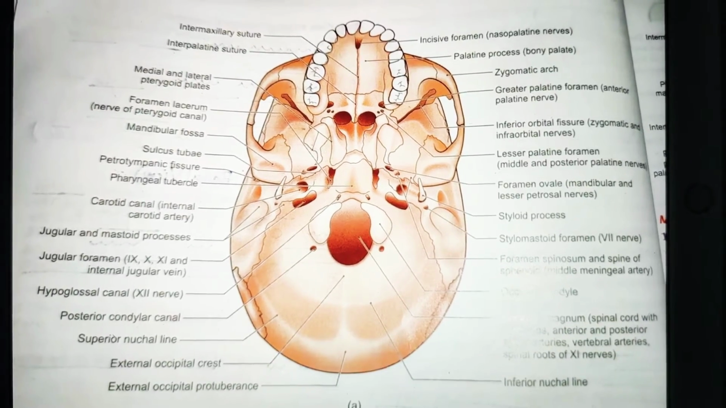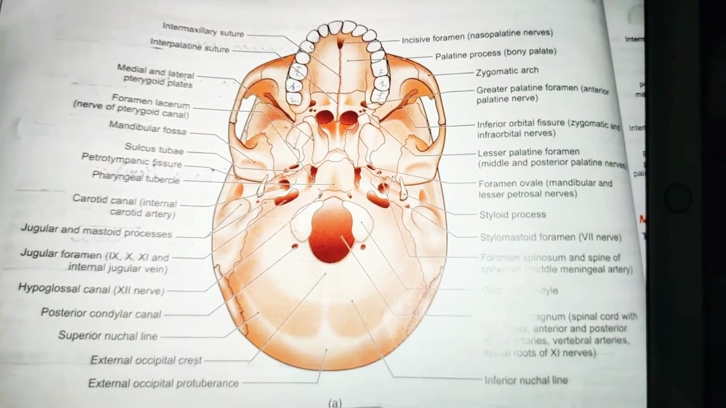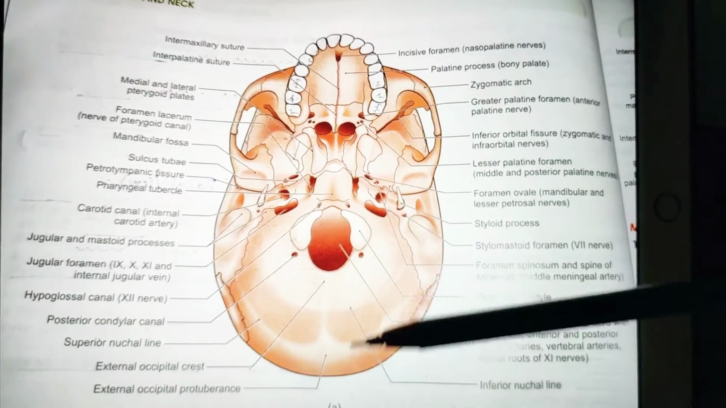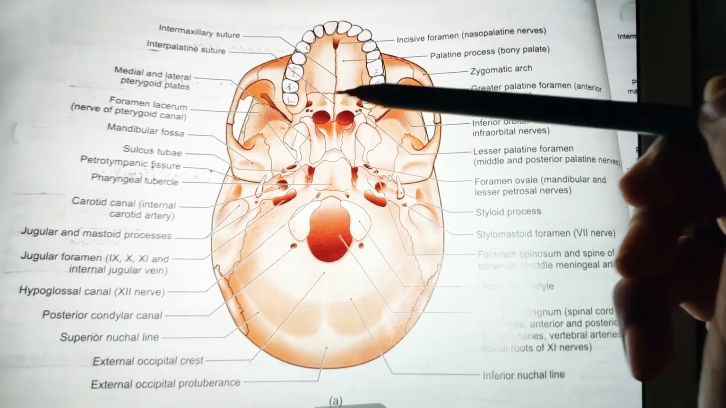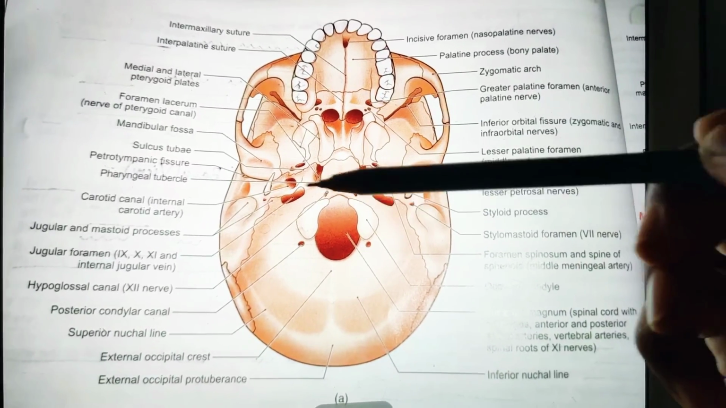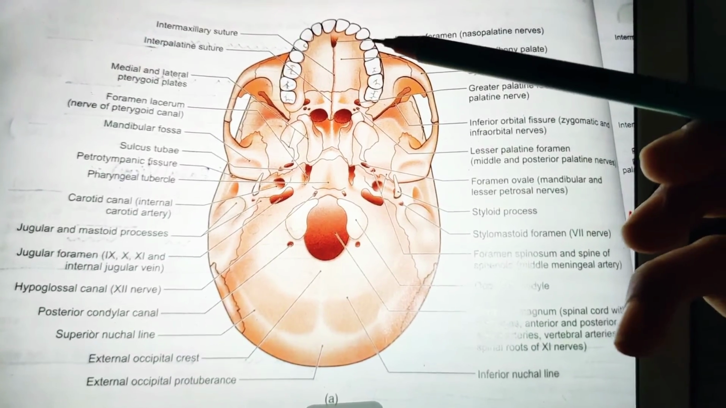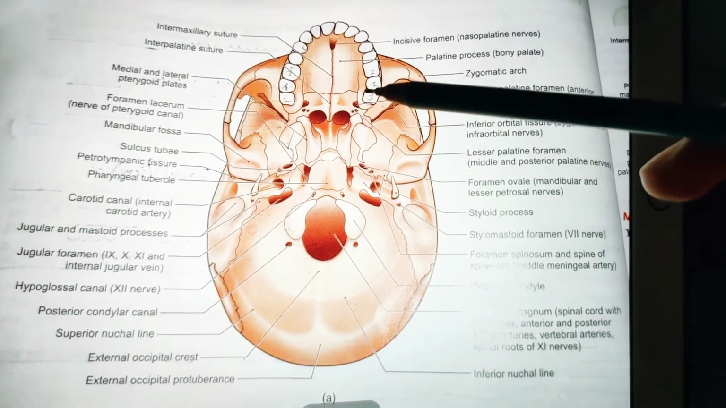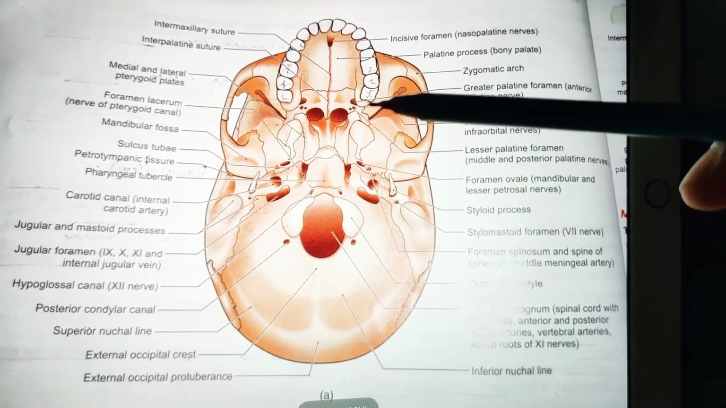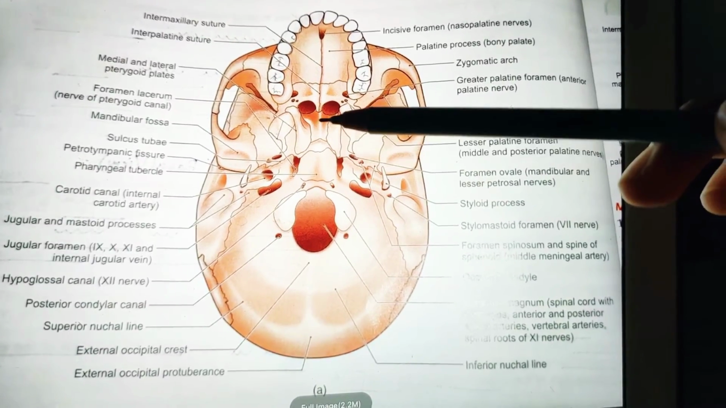In this video we are going to discuss Norma basalis. You can see this is the basal view of the skull. Norma basalis is divided into the anterior part, middle part and posterior part. In this video we are going to mainly discuss the anterior part of Norma basalis, and in the middle part especially the median area only.